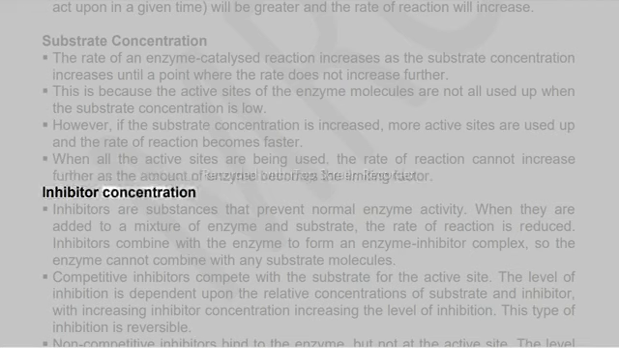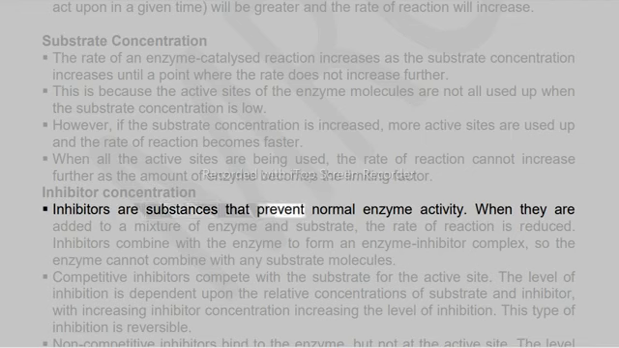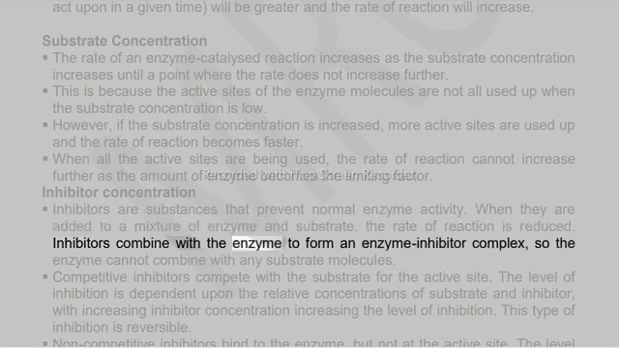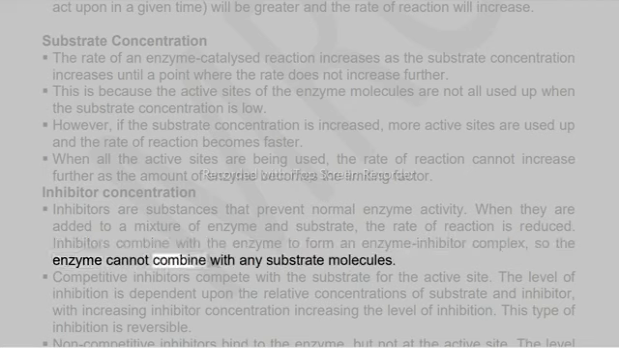Inhibitor concentration. Inhibitors are substances that prevent normal enzyme activity. When they are added to a mixture of enzyme and substrate, the rate of reaction is reduced. Inhibitors combine with the enzyme to form an enzyme-inhibitor complex, so the enzyme cannot combine with any substrate molecules.